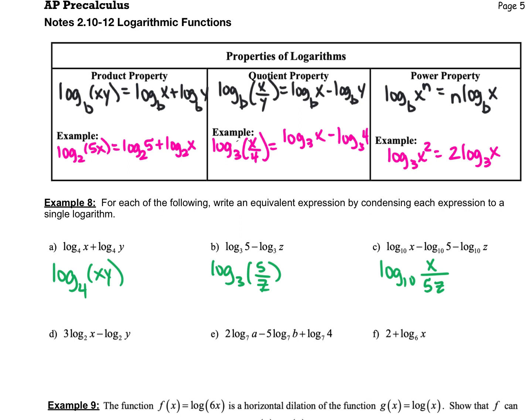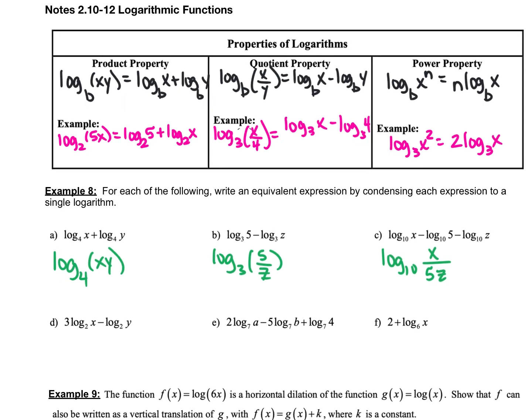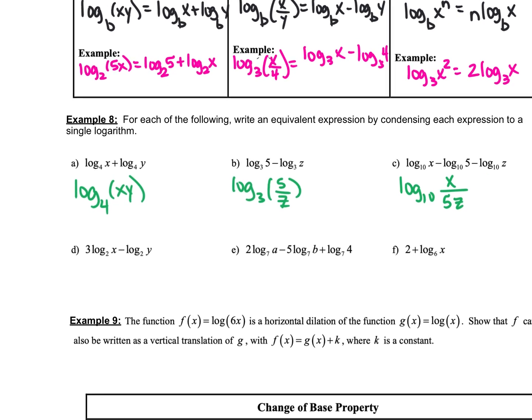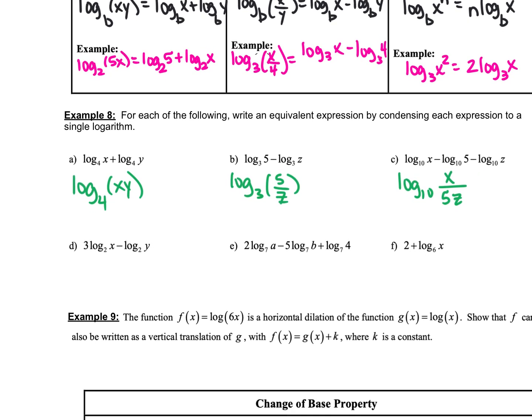Kelly Beth, if I take x, I'm going to erase this, and I divide it by z, that would be x over 5 times 1 over z. That's why the z goes to the bottom. Fraction rules. Okay. All right, y'all try D and E. And then I really love F. It's a challenge.